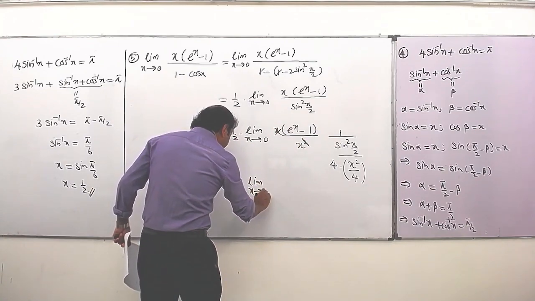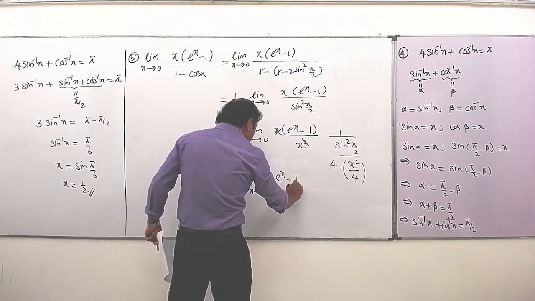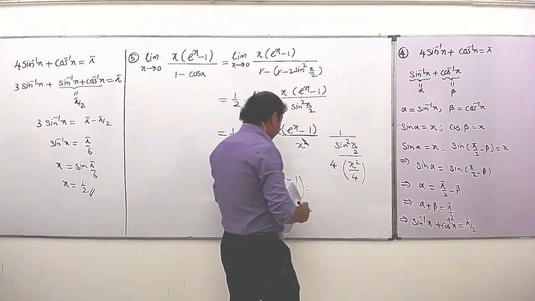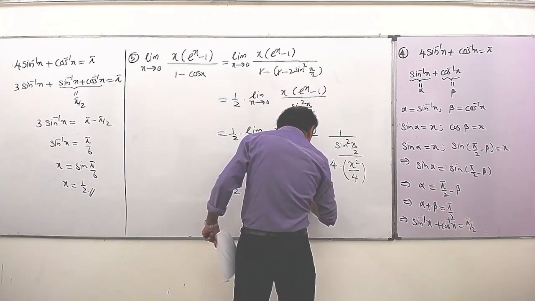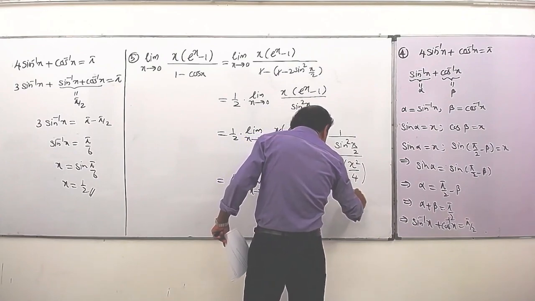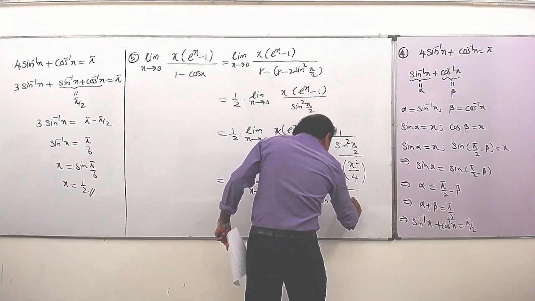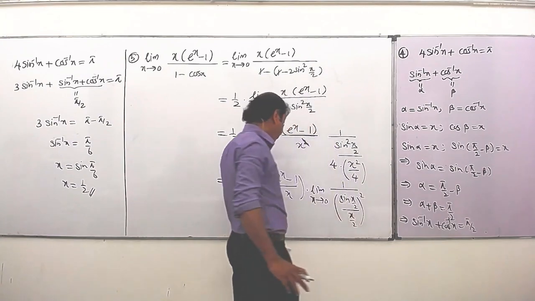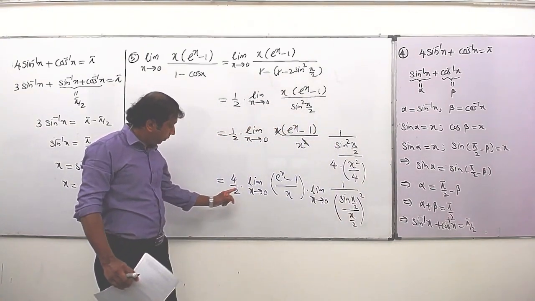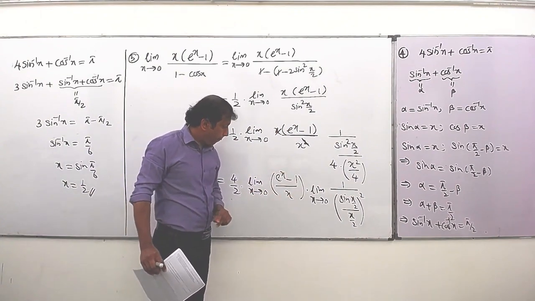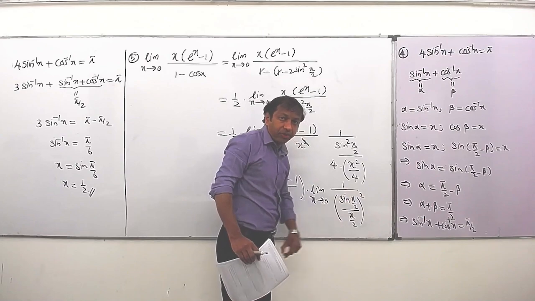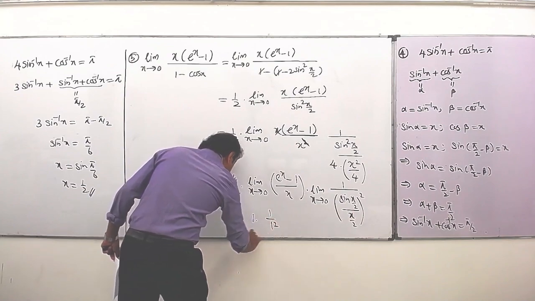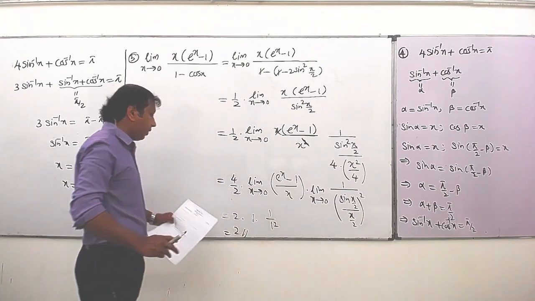Limit x going to 0, (a^x minus 1) divided by x. And same limit I apply here, over sine of x by 2 divided by x by 2, perfect square. Okay. And you know, this limit is 1. This also is 1 squared, 1. Then we get the answer. Here 4 by 2 is 2. Then the final answer is 2. This way we get the answer.